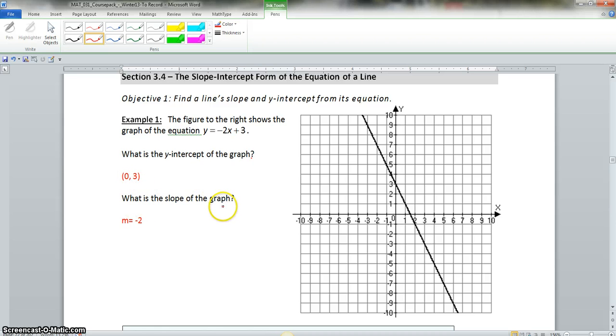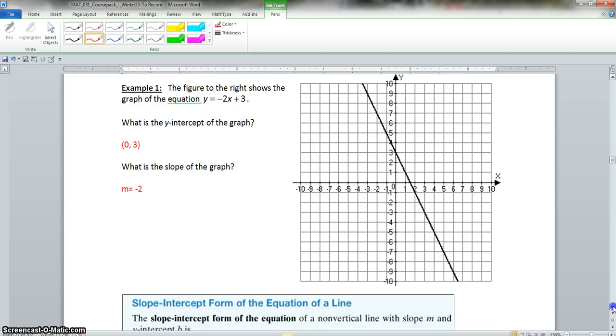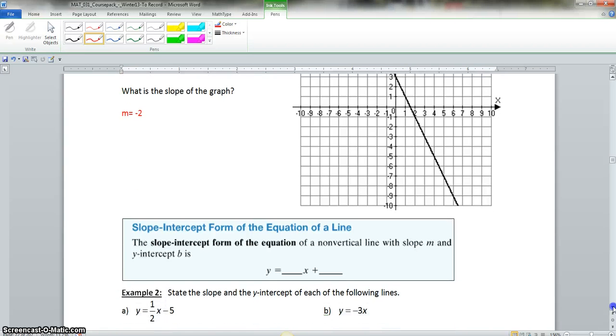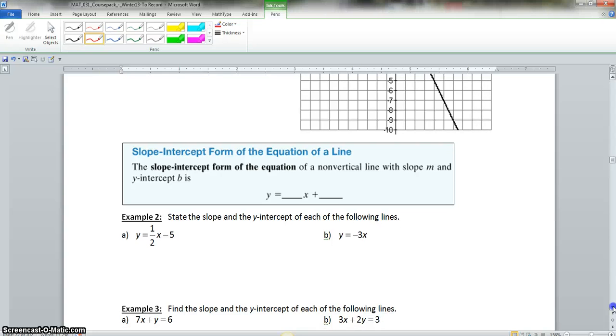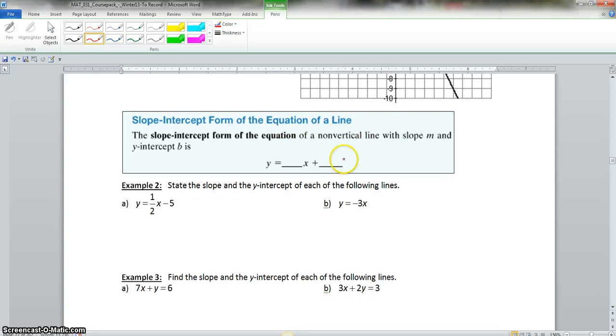Now it says, what is the slope of the graph? Again, when you have y by itself, then you take the coefficient of the variable x. The coefficient of the variable x is negative 2, so your slope is negative 2. This form is called the slope-intercept form of the equation of a line. The slope-intercept form of the equation of a non-vertical line with slope m and y-intercept b is y equals mx plus b. This is the formula.